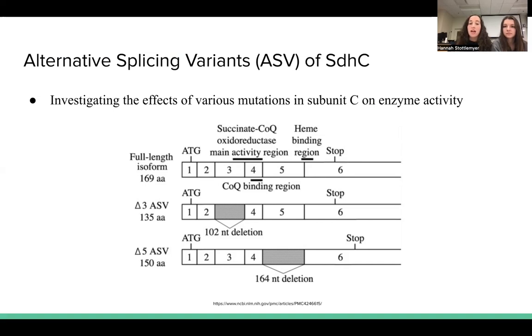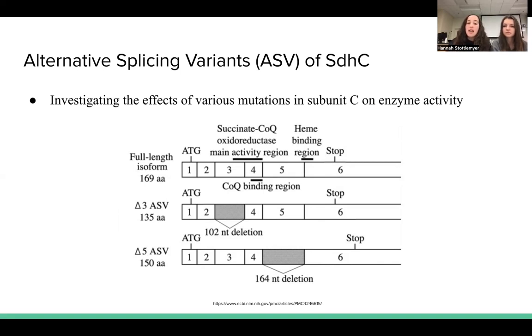It has the start codon of ATG. It includes all 6 exons. It includes the heme binding region and stops at a stop codon. The one right below this is the delta 3 ASV, which means that it is an alternative splicing variant with the loss of exon 3. As we can see, that would include a 102 nucleotide deletion shown in the gray box. It still starts with the start codon of ATG and still stops with that same stop codon.